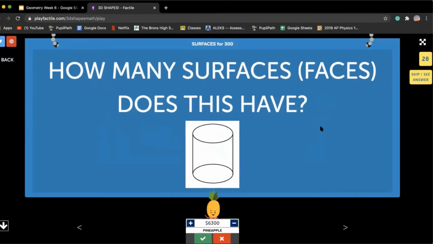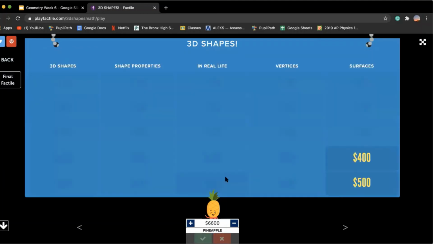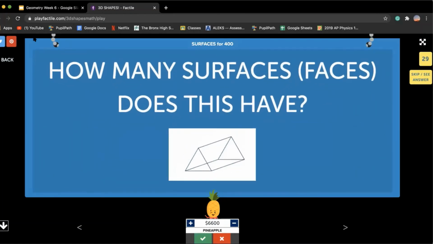How many surfaces does a cylinder have? It has 3, because there's the top one, the bottom one, and the one in the middle, which goes all around the entire circle. How many surfaces does this have? There's a triangle in the front here and in the back, so there's 2. Over here, behind it, 3, and in the front, 4, and the bottom, 5.